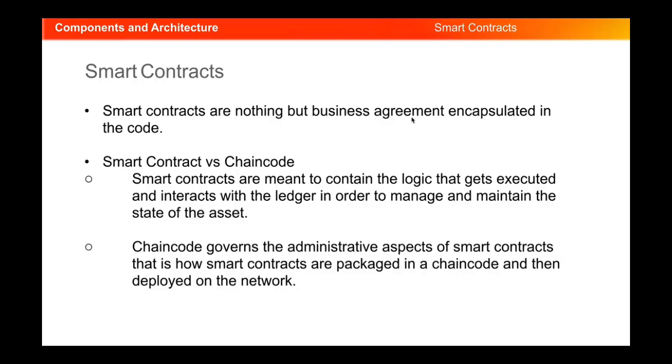Smart contracts are nothing but business agreements encapsulated in code. So what is the difference between smart contract and chain code? Smart contracts are meant to contain certain logic that gets executed and interacts with the ledger in order to manage and maintain the state of the asset. Chain code governs the administrative aspect of the smart contract. That is how smart contracts are packaged in a chain code and then deployed on the network. So from this, you can understand that you can have many smart contracts inside a chain code, and chain code is a packaged version which you can deploy on the network.